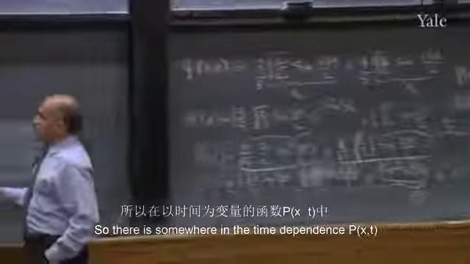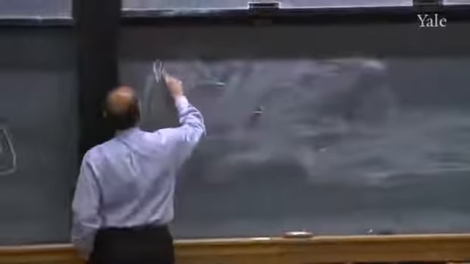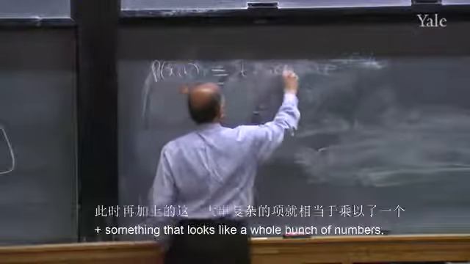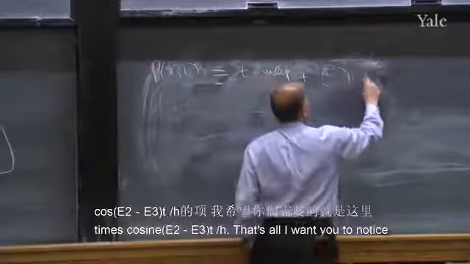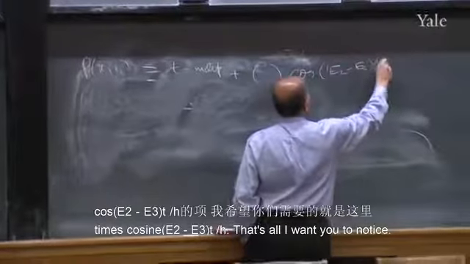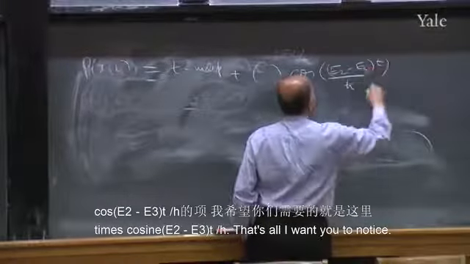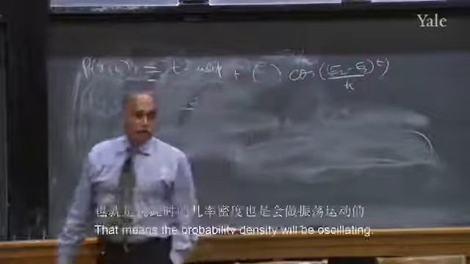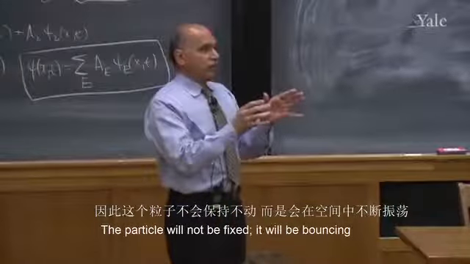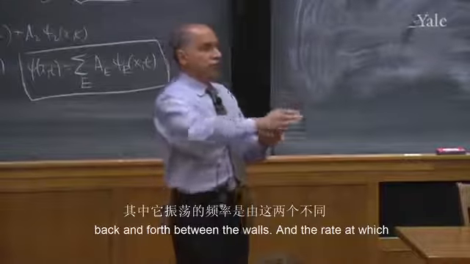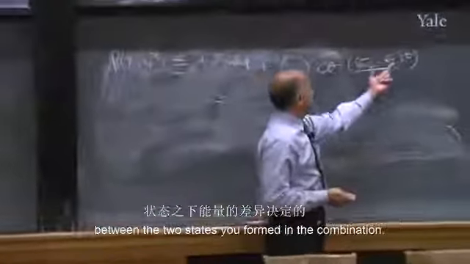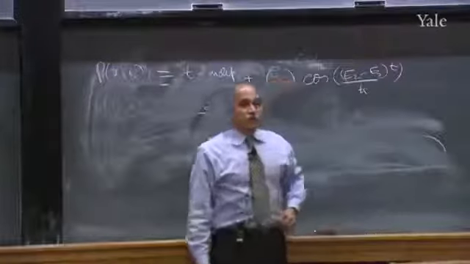So somewhere in the time dependence, P of x and t has got a lot of stuff which is t independent, plus something that looks like a whole bunch of numbers times cosine of (E2 minus E3) t over h bar. That's all I want you to notice. So that means the probability density will be oscillating. The particle will not be fixed. It will be bouncing back and forth between the walls. And the rate at which it bounces is given by the difference in energy between the two states you formed in the combination.